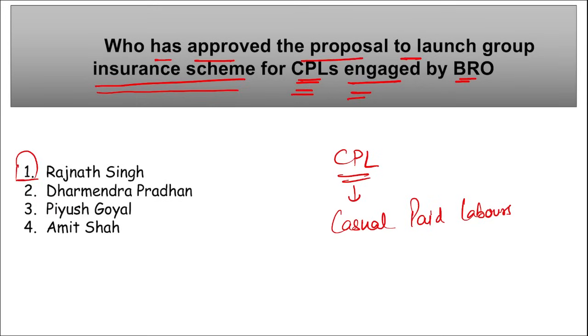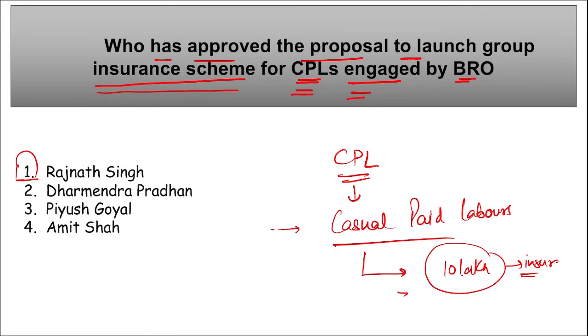The scheme provides 10 lakh rupees as insurance to these CPLs' family or to the next of kin in the case of a death. So 10 lakh rupees of insurance money will be provided in case this casual paid labor meets with an accident or dies. So his family or next of kin will be provided with 10 lakh rupees, and this is the insurance that we are talking about here, right?